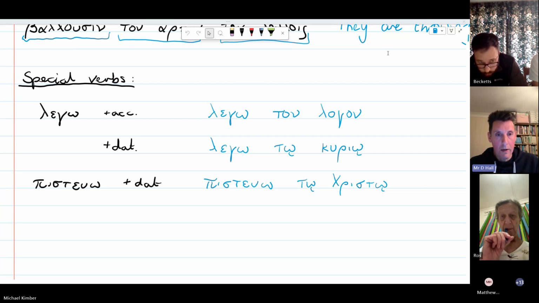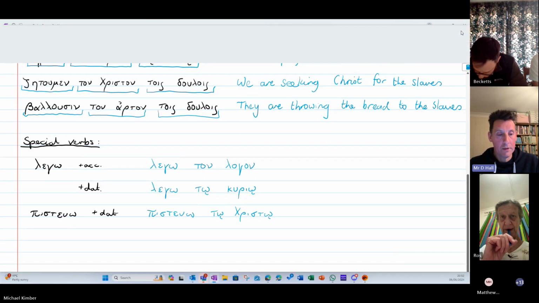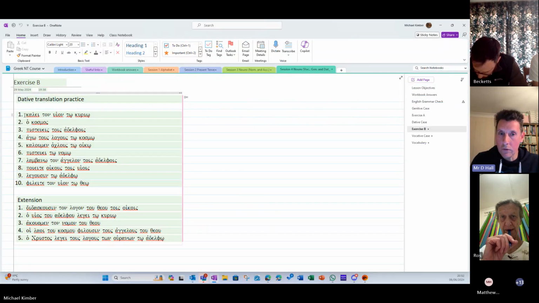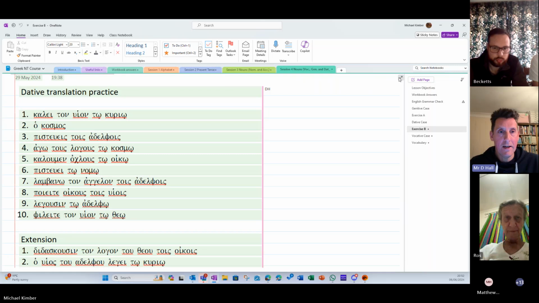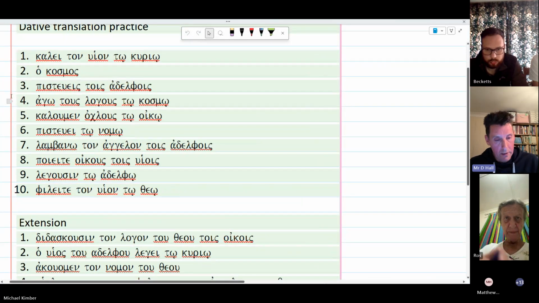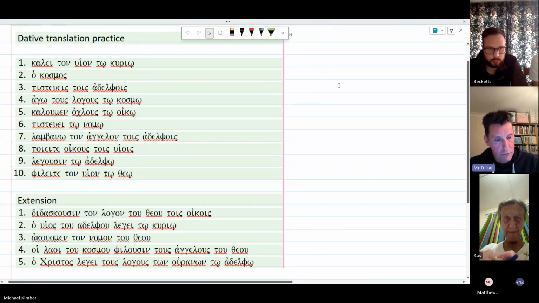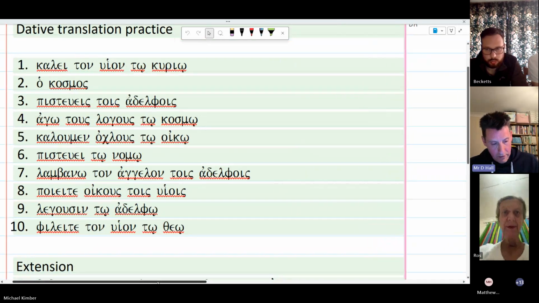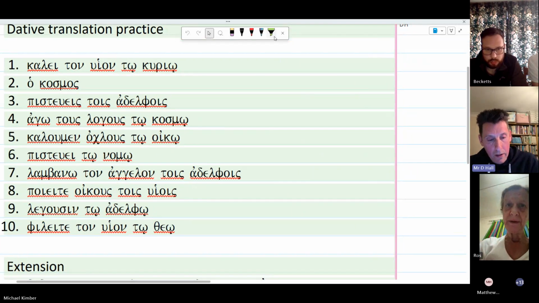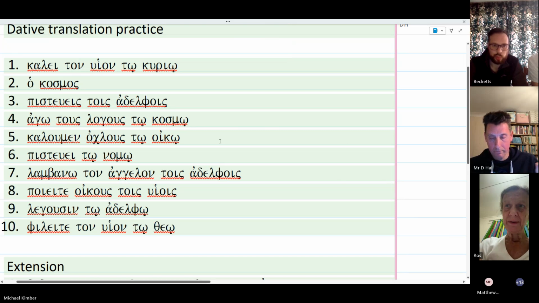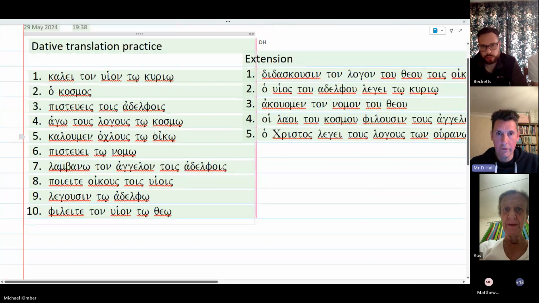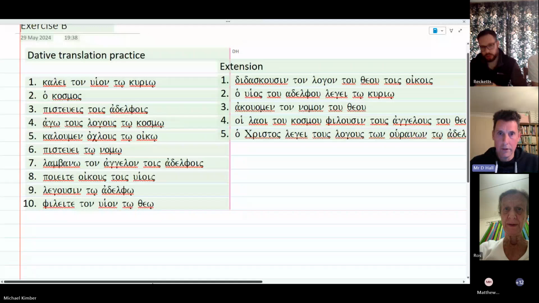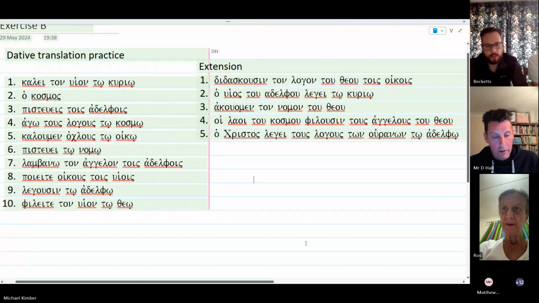Right, got a little bit of time just to have a little practice on some dative translation. So if you want to have a look at exercise B, we've got about 5 or 6 minutes. Maybe you can have a go at doing that. If I just bring the extension up again so we can see that. If you're a bit quicker, then move it up there. Right, so you get on with those.